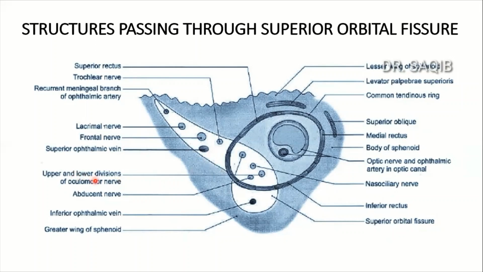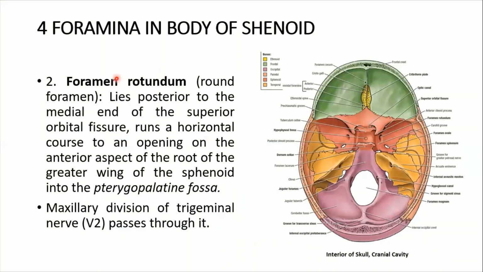And that is our inferior ophthalmic vein as well. So these are the structures, nerves and vessels passing through the superior orbital fissure. Then is the foramen rotundum, which lies posterior to the medial end of the superior orbital fissure along the horizontal course to an opening on the anterior aspect of the root of the greater wing of the sphenoid and leads into the pterygopalatine fossa. This is foramen rotundum. And the maxillary division of the trigeminal nerve passes through it, the maxillary nerve.